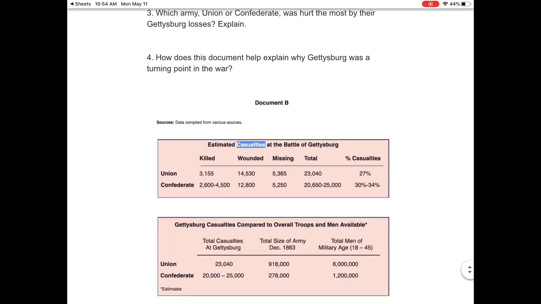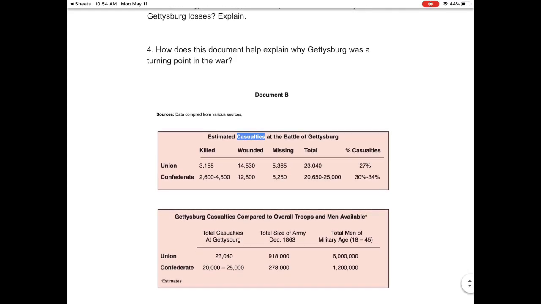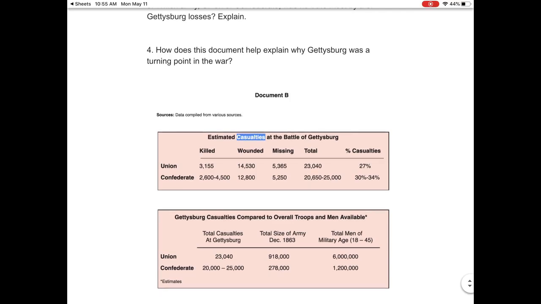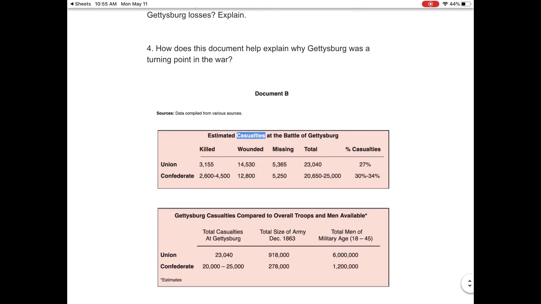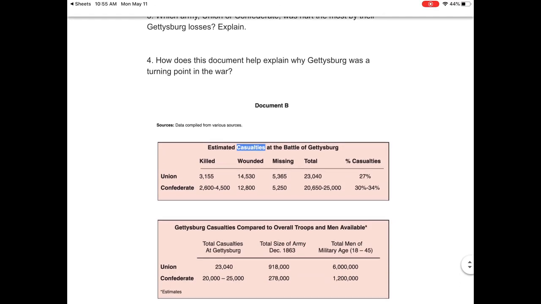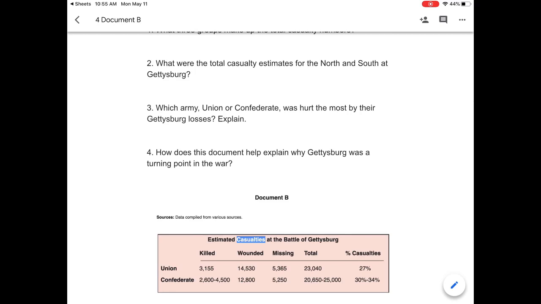And also, how many total men of military age does the Confederacy have versus the Union? And actually, when we look at that, it's even more than three times the amount of difference. It's about six times more men are available to the Union than are available to the Confederacy. The 6 million versus 1.2 million of the Confederacy, and the size of their armies, right? That's a huge difference there.